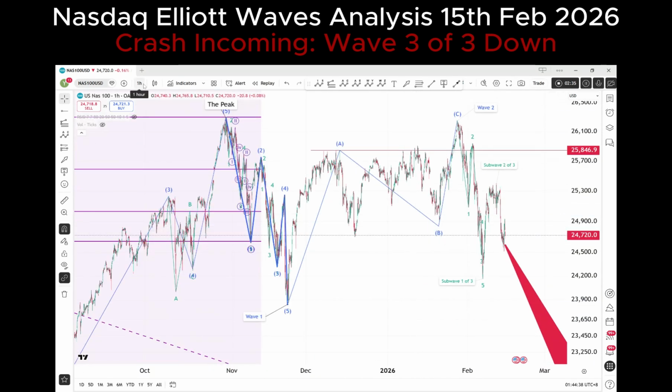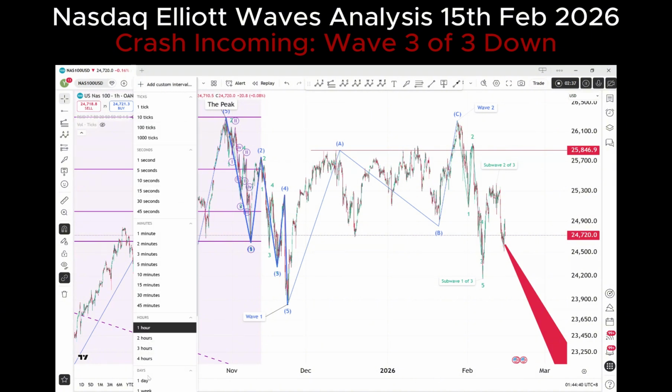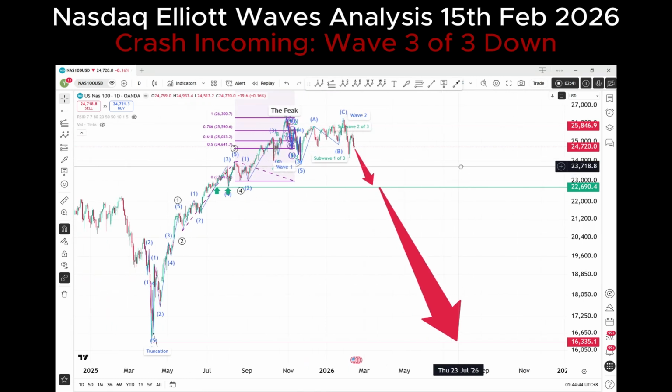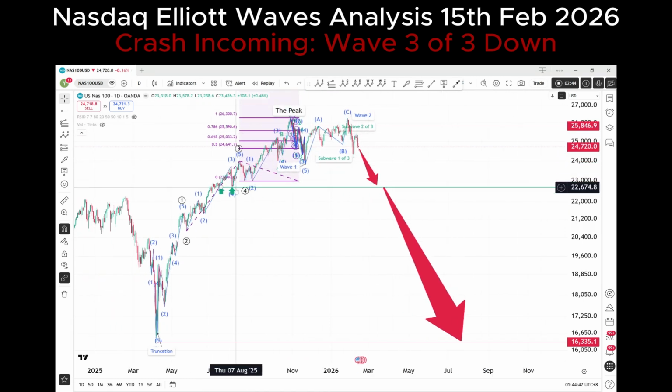Let me just zoom out again. As you can see, the first support point will always be the previous wave 4 low. From here to this bottom, we have about 2,000 points for Nasdaq. If this is a wave 3 of 3, it should be reached quite soon, around the start of March.